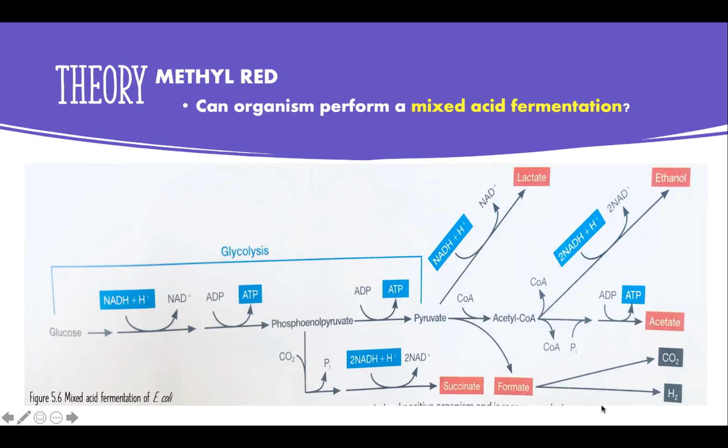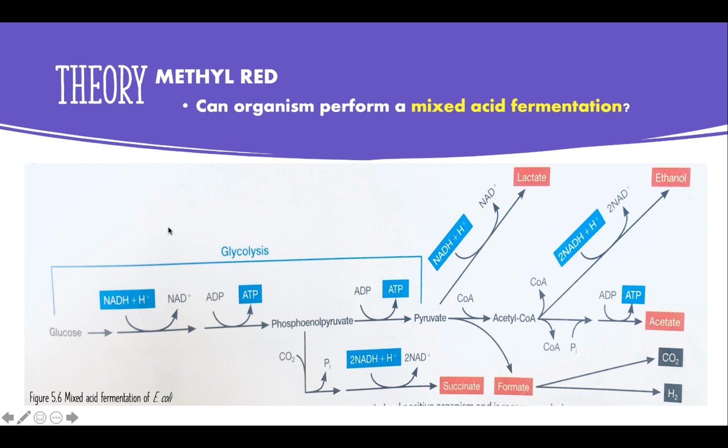Let's start talking about the MR test and the theory behind that one. Again, the question is, can the organism perform a mixed acid fermentation? What happens is this media actually has a buffer, and if the organism is able to perform mixed acid fermentation, it's going to overcome that buffer that prevents pH changes, and it would lower the pH.